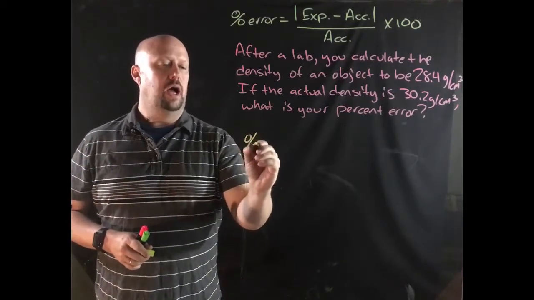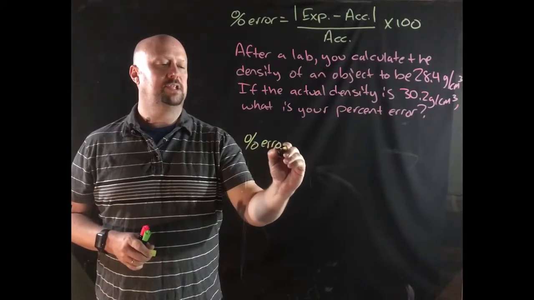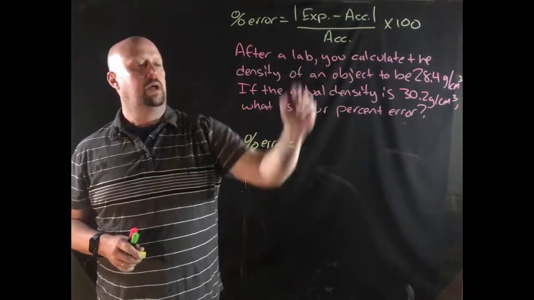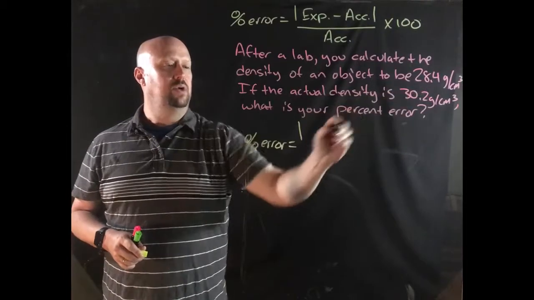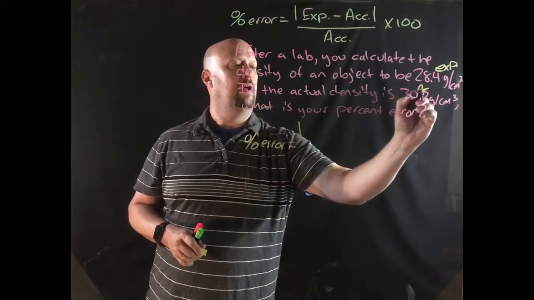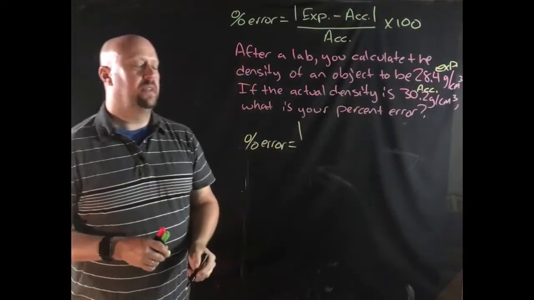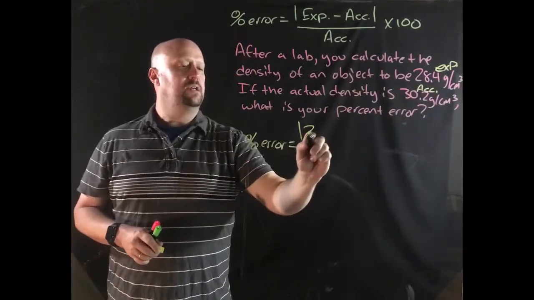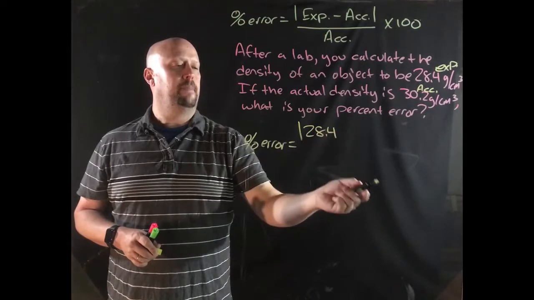I'm not going to write the whole formula out, but my percent error is equal to the experimental value, which is this, and sometimes it's helpful just to label: experimental, accepted. So my experimental value is 28.4.